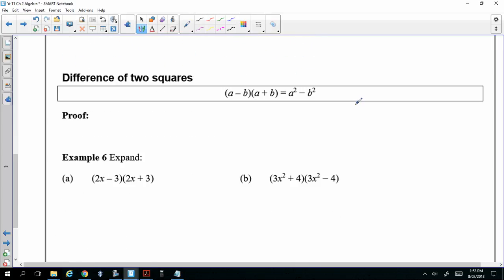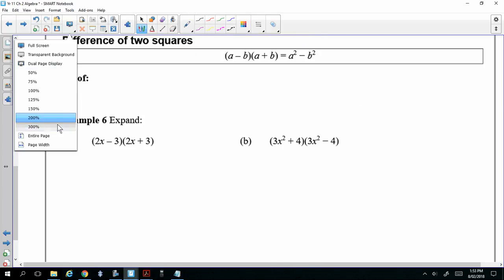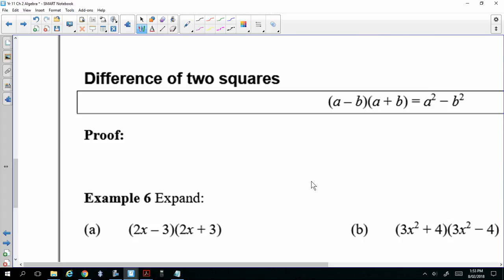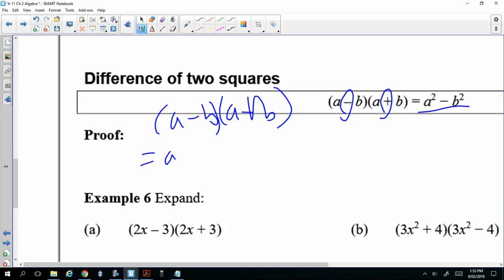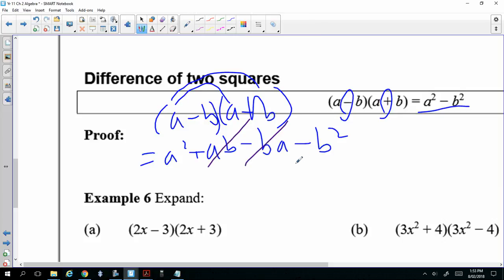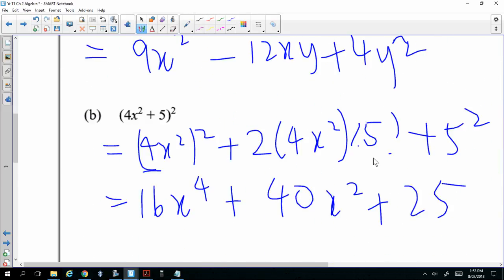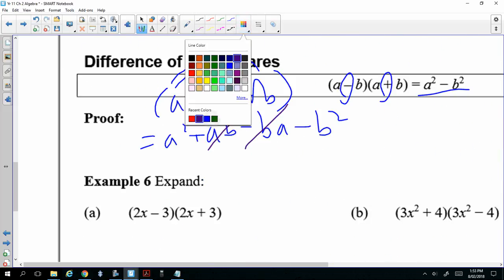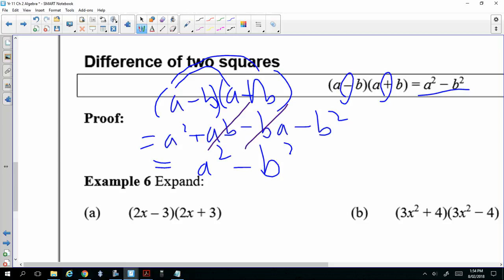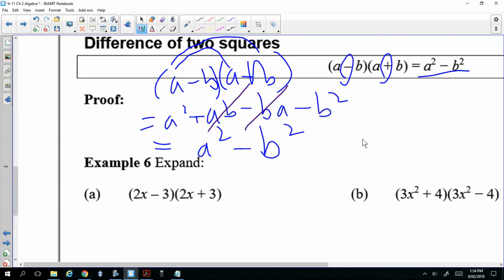Alright, next is the difference of two squares. Again, have a look at the formula. It's different from the perfect square because one has a minus, one has a plus. And when you multiply them together, you get the difference of two squares. Let's prove why this is the case. So you get a squared, plus ab minus ba minus b squared. And then ab and minus ba cancel. That's why you don't have the 2ab like before. It's cancelled, and then you end up getting a squared subtract b squared. That's what you get.